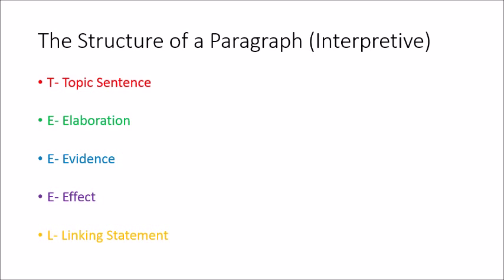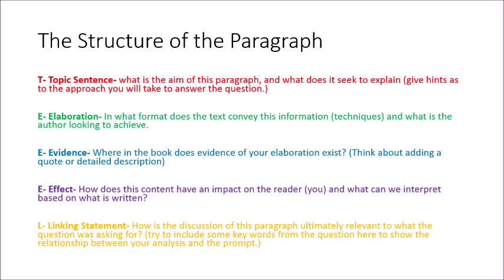Let's look at these in a little bit more detail. The topic sentence describes what the aim of the paragraph is and what it seeks to explain. We should always give hints as to the approach that we're looking to take to answer a particular question. When we talk about the topic sentence, the important thing to remember is that after reading that single sentence, the reader should have a complete understanding of what the paragraph is going to be about.